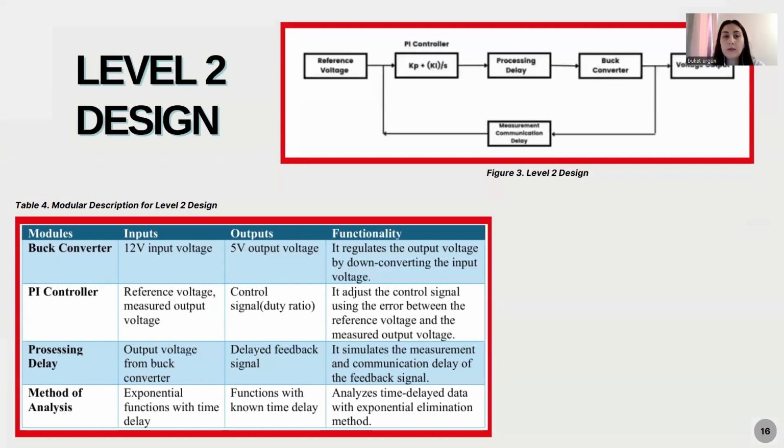Hello, I am Buket. The block diagram shows the main modules of the system. Due to measurement and communication delays within the system, a processing delay block has been included. As described in the module explanations, the buck converter reduces the input voltage from 12 to 5 volts. The PI controller processes the voltage error. The processing delay block simulates the delay occurring in the feedback signal. The exponential elimination method was used.